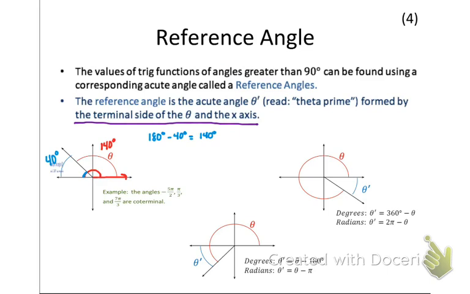In our second example, we'll look at the one to the very far right. We have a very large theta value, and our theta prime is going to be from the terminal side, so that is this line that I'm going over, and it's the closest direction to the x-axis, whether it's the positive side of the x-axis or the negative side of the x-axis. Our reference angle is always going to be positive, something to keep in mind here.